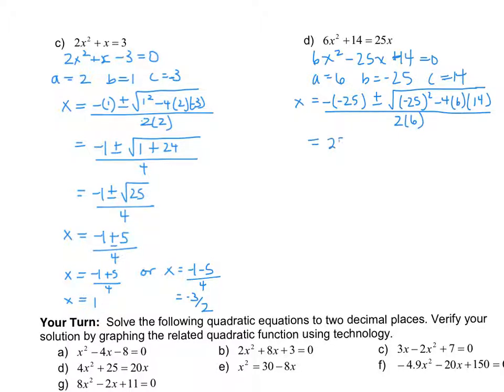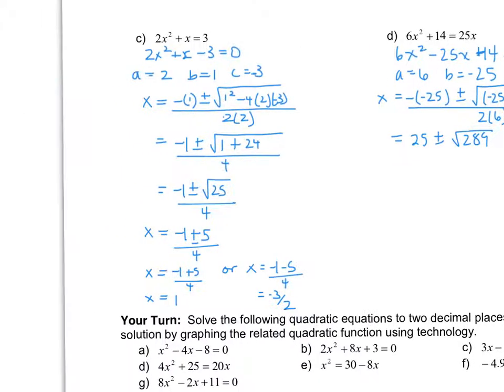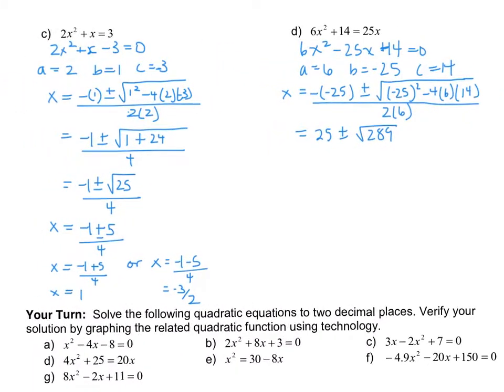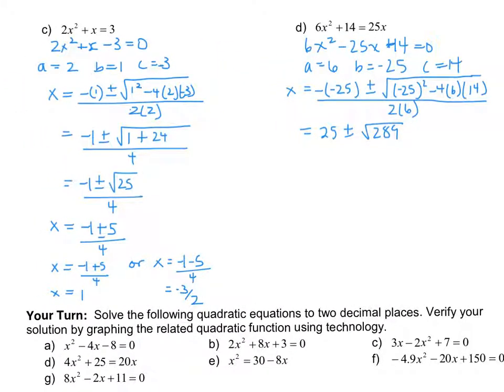So we have 25 plus or minus. Now I'm going to do this in one calculation. 25 squared is 625 minus 4 times 6 times 14. I get 289 there. This one should factor as well. All divided by 12. Okay, and I believe the square root of 289 is 17. Yep. X equals 25 plus or minus 17, all divided by 12.